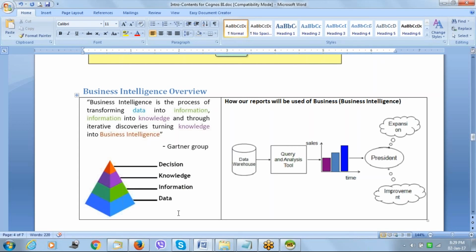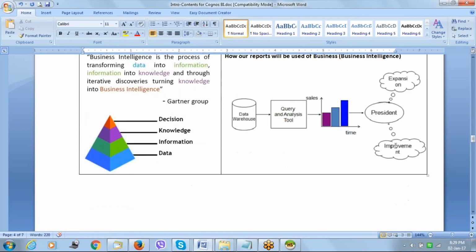For example, on the right side you can see the data warehouse. Using query and analysis tools, we are creating some report, and the president will try to improve the business based upon the report. For example, let us consider a pharmacy. I will take another 2 minutes, and we can close for today's session.